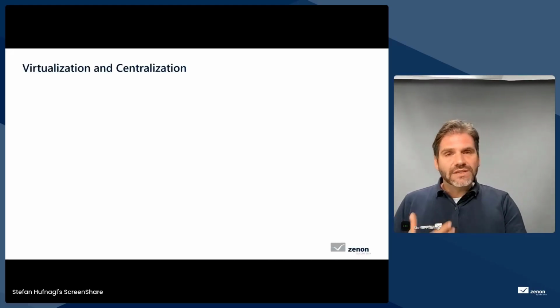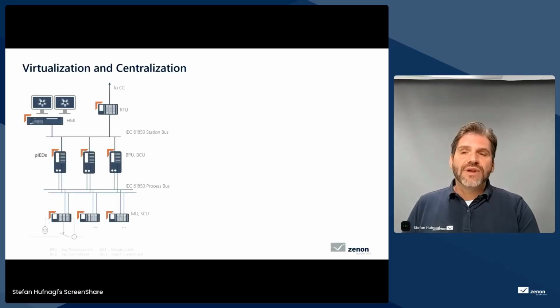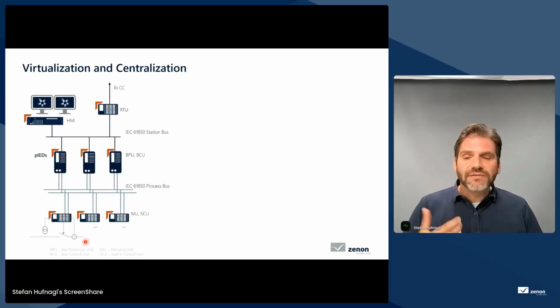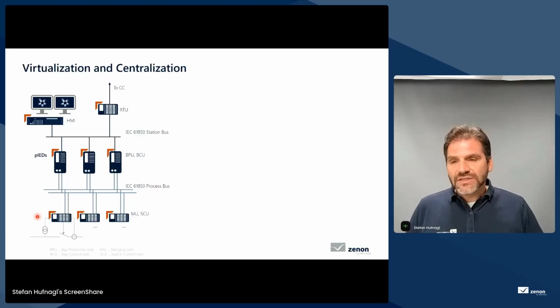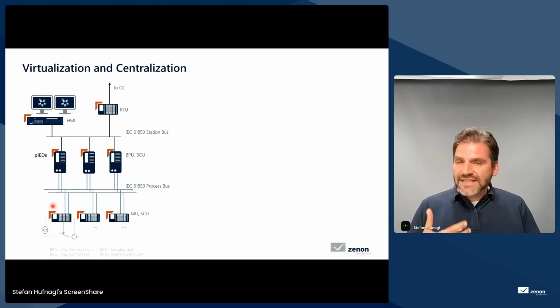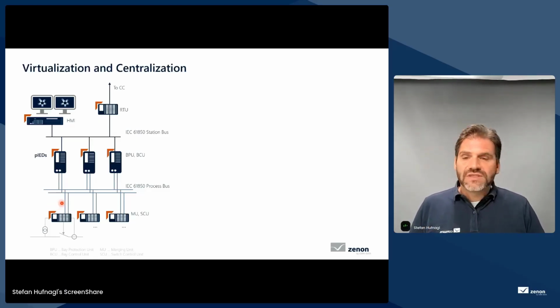Now, how does this look in practice? Let's have a look at a simplified but typical architecture of a 61850 digital substation. On the lowest level, the process level, the primary level, we have our assets and the respective merging units, which deliver the signals, the sampled values, in a standardized IEC 61850 process bus.